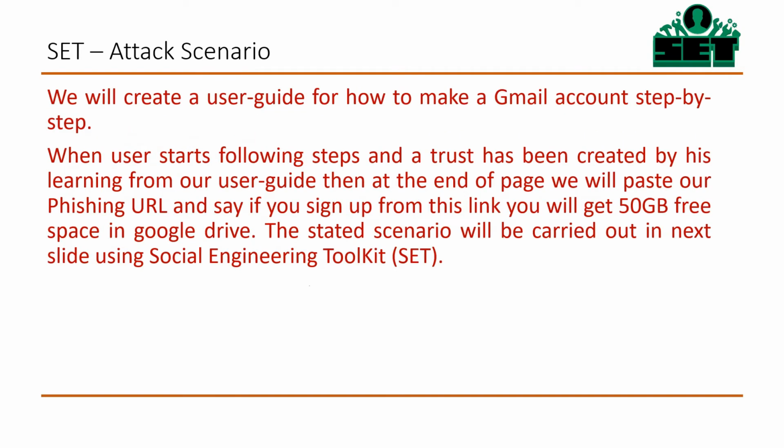The attack scenario: we will create a user guide for how to make a Gmail account step by step. When the user starts following the steps and trust has been created by his learning from our user guide, then at the end of the page we will paste our phishing URL and say if you sign up from this link, you will get 50 GB free space in Google Drive. This stated scenario will be carried out in the next slide using Social Engineering Toolkit.